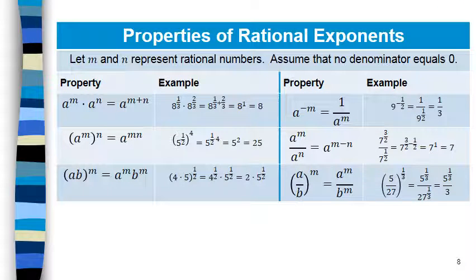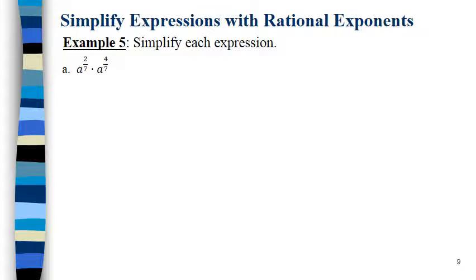Okay, so take a moment. I want you to record these properties of rational exponents in your notes to make sure that you understand them. Okay, so let's use those properties. If we want to simplify this expression, for example, so we have the same base, which means we're going to add the exponents. So a to the 2/7 plus 4/7 is a to the 6/7. And there's the simplest form.